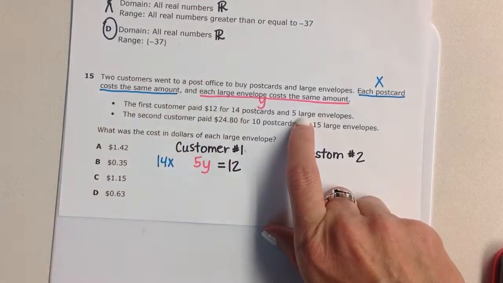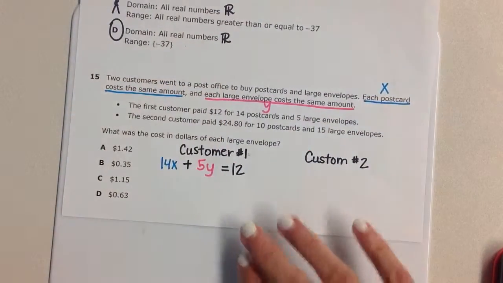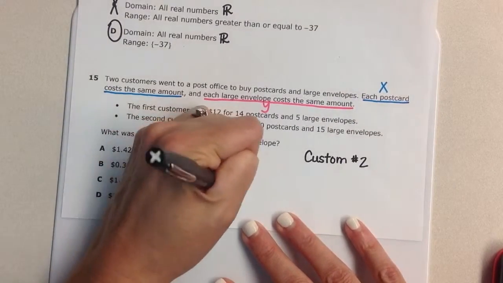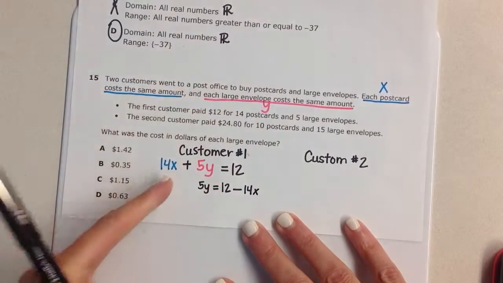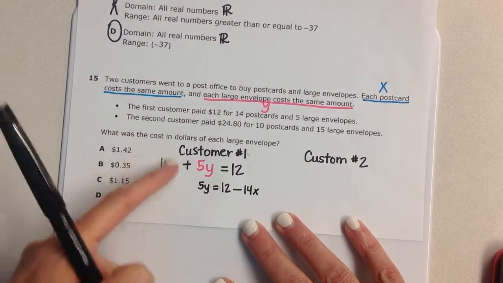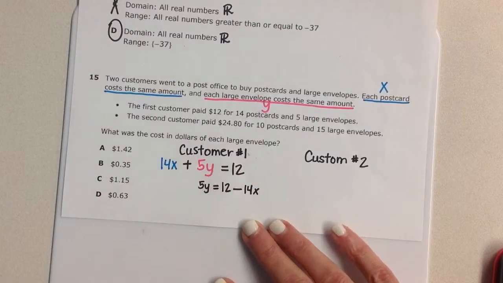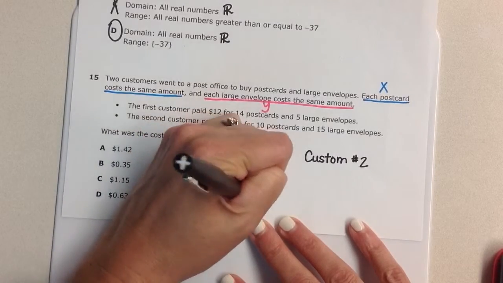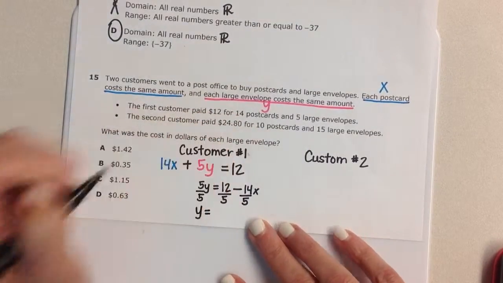Well, what operation do you use to get a total? You use addition. And so now I'm going to rearrange this. I'm going to say 5y is equal to 12 minus 14x. And the reason why I'm subtracting 14x is because that's what's going to make this 0. I'm already adding 14x's here, so I've got to subtract 14x from both sides. And then I want to divide by 5. And I'm okay with it not dividing evenly because I just want to get a y equals equation.